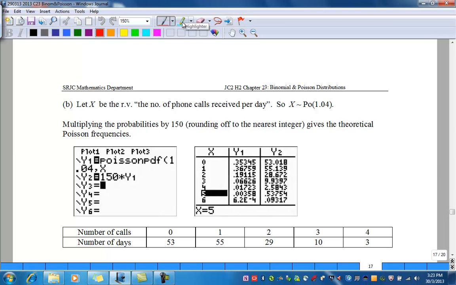This can be done by keying in y1 equals Poisson PDF with lambda as 1.04 and x as an unknown, and y2 equals 150 times y1. With y1 we are going to call out this table of values, which is as shown on the right, and y2 will give the corresponding values, which is shown in the table.